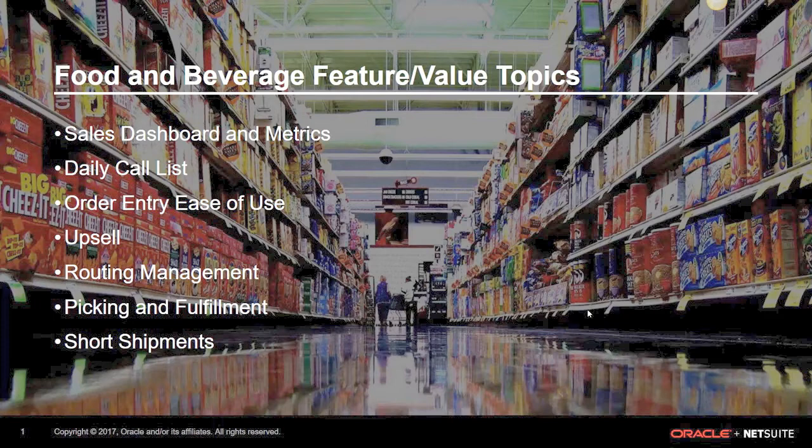So we're going to talk a little bit about the sales operational metrics, and then I'm going to hit on the daily call list, which is a proactive measure to go get orders in the system if your customers that are ordering weekly or daily have not gotten their orders in. You can proactively call them, which is common in the industry. We're going to enter some orders and see the ease of use. We're going to give your sales reps the ability to upsell, expand their footprint into that customer, and increase their commissions, which is very important.